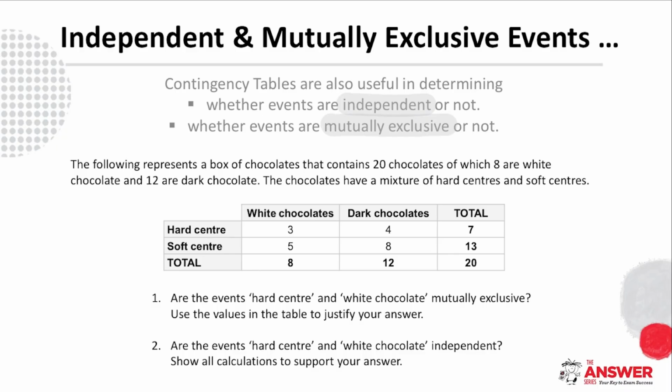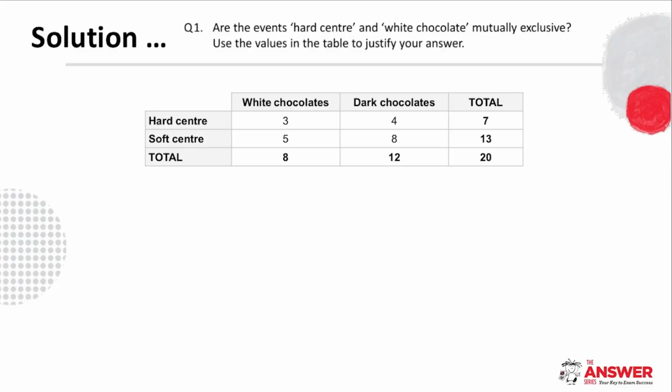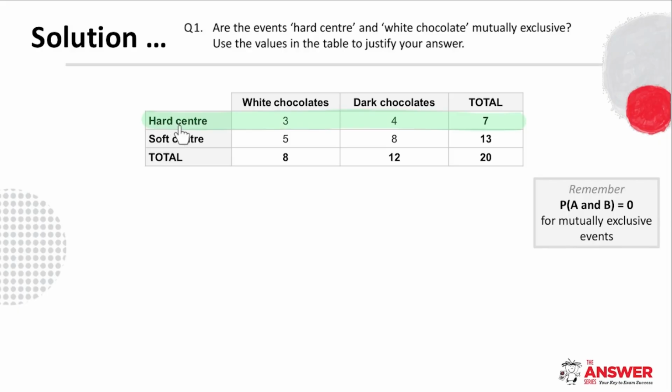So for the first question, first, we remember that for mutually exclusive events, the probability of A and B must equal 0. So let's find the probability of chocolates with a hard center and white chocolate. And we do this by following along here for hard center and here for white chocolate, and we find where they meet.